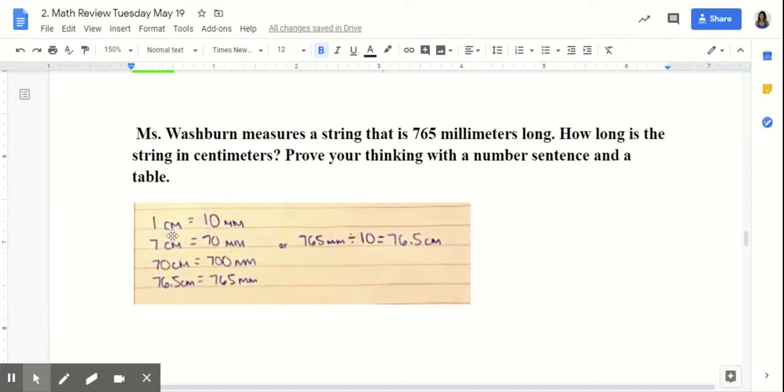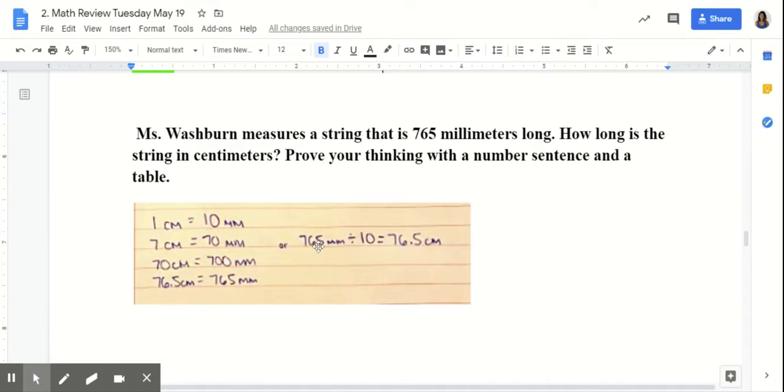So if 1 centimeter equals 10 millimeters, I know 7 centimeters will equal 70 because it's just increasing based off of how many I have right here. So I've increased it by 7, so this will be multiplied by 7. And then right here, I'm multiplying it by 10. So 70 centimeters equals 700 millimeters. And then that 765 millimeters will equal 76.5 centimeters. Okay, so this is how I prove my thinking with the table.